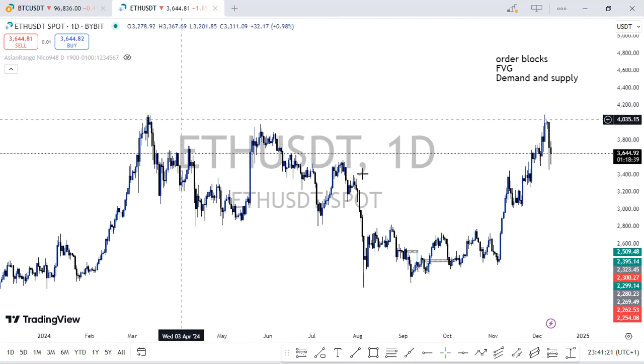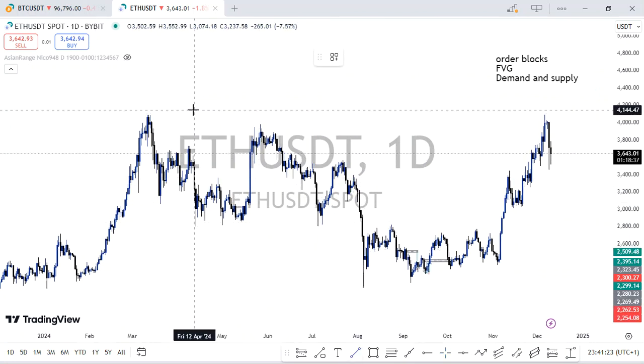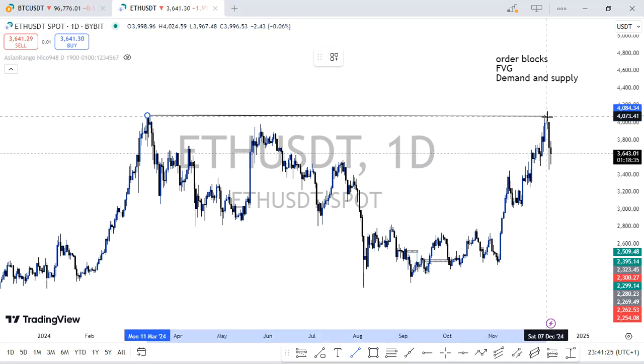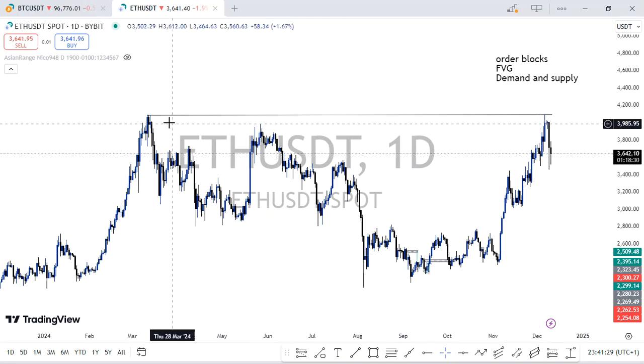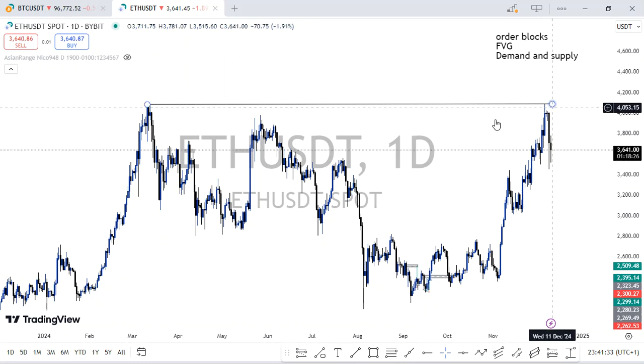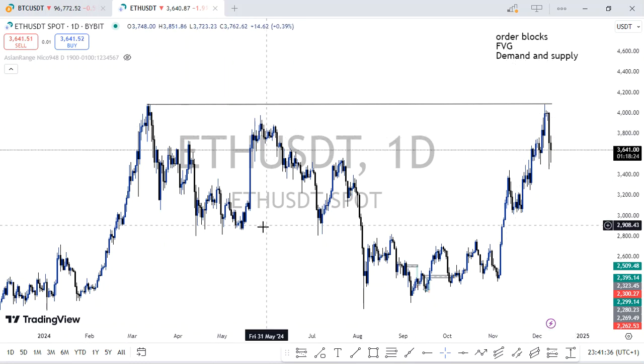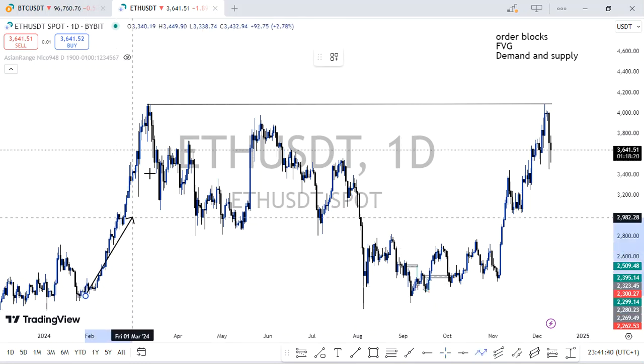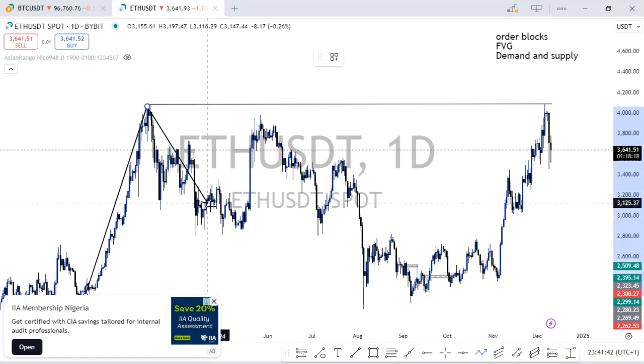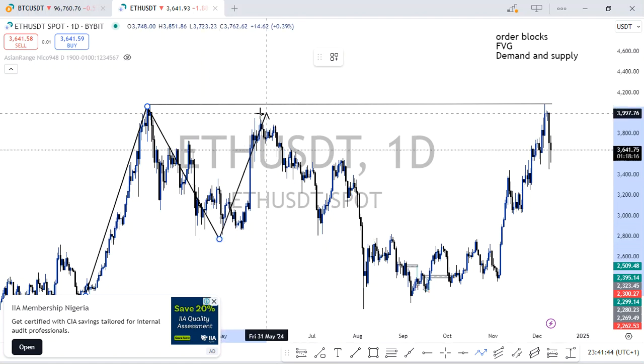Although the market has failed to create another higher high, which is this particular swing high here. Price has failed to break past this high. You can see this was a double top. You can literally call it a triple top, because here we already had a double top at this particular point, from here to here.